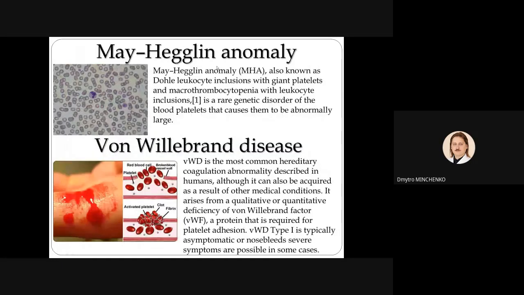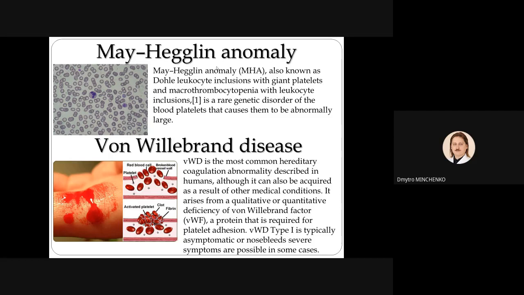May-Hegglin anomaly. This is a rare congenital disorder, also known as dull leukocyte inclusions with giant platelets and macrothrombocytopenia with leukocyte inclusions. This is an abnormality of the platelet cells, more specifically certain structures inside their membranes, where the cell breaks off from the main megakaryocyte, but at a very large size.